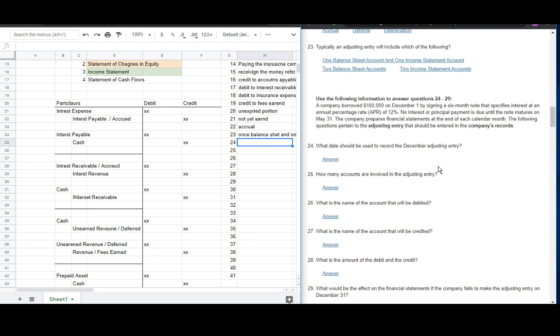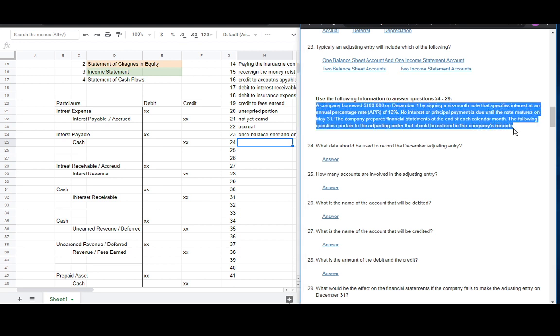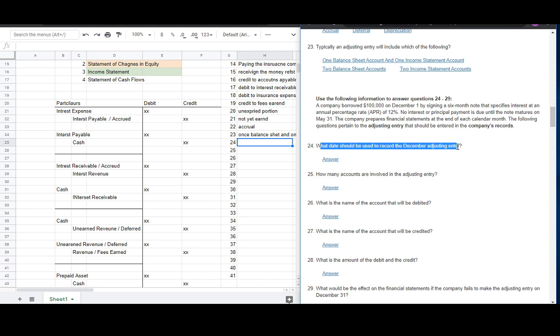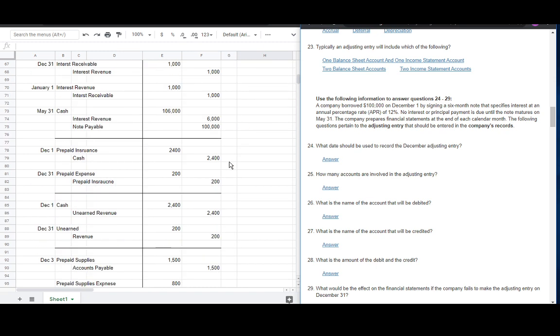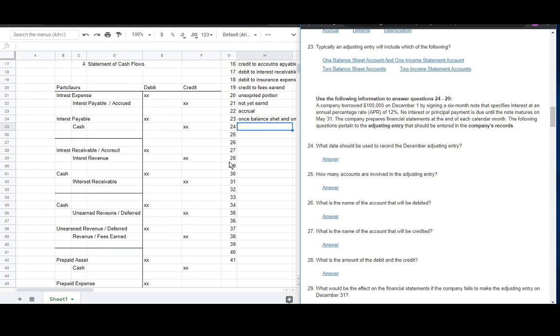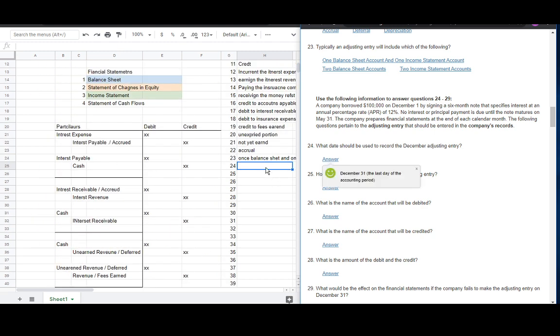So, number 24 na tayo. Problem siya, mahaba-haba. Yung pinaka-essence nito ay yung company ay umutang ng 100,000 sa bangko. So, what date should we record the adjusting entry? Again, we record it on the last day of the accounting period or the calendar year or the fiscal year. So it would be December 31.